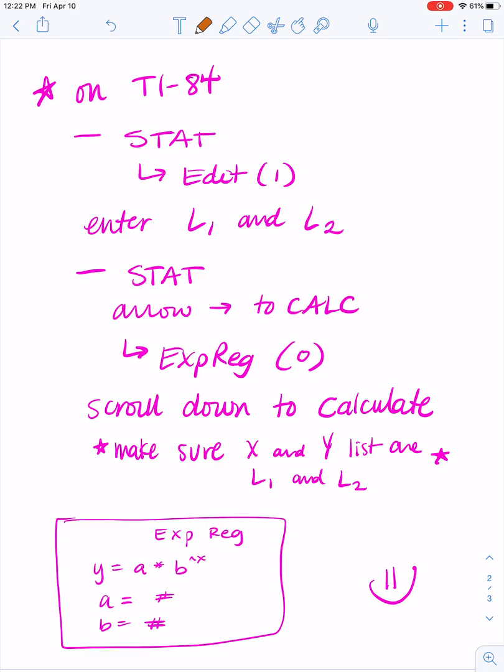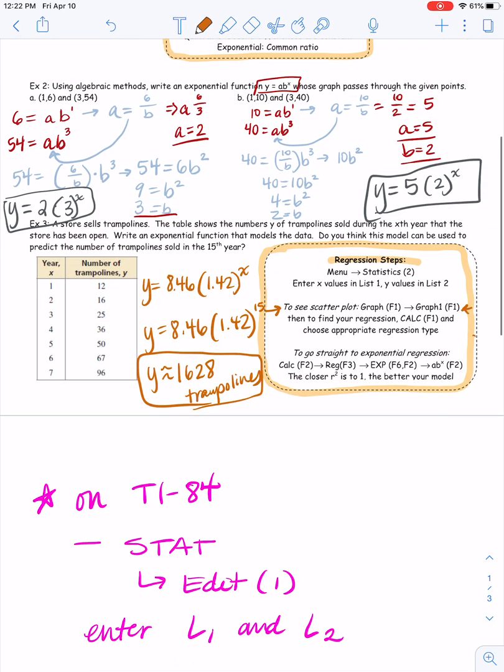Once you click on exponential regression, you'll see that table that'll give you the A value, the B value, etc. You'll click on calculate, and then you'll see this screen right here that says exponential regression is in the form of y equals a times b to the x power. What is my a value? What is my b value? And that's the exact same thing we got here. The a value was 8.46, the b value is 1.42, and so then we can use that model to figure out how many trampolines are sold in whatever year that we need to.